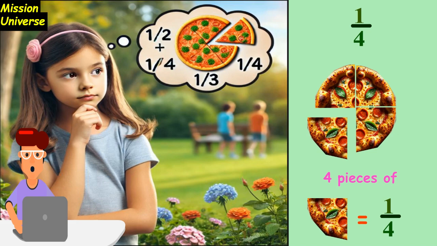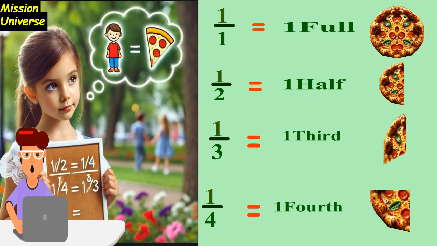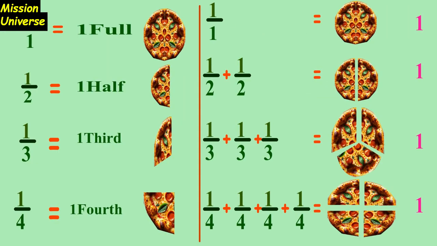Let's understand this better. 1/1 is equal to 1 full, 1/2 is equal to 1 half, 1/3 is equal to 1/3, 1/4 is equal to 1/4 part of pizza. As you can see there, understand it in this way. 1/1 is equal to 1 full piece of pizza, 1/2 is equal to 1 half piece of pizza, 1/3 is equal to 1/3 piece of pizza, 1/4 is equal to 1/4 piece of pizza.